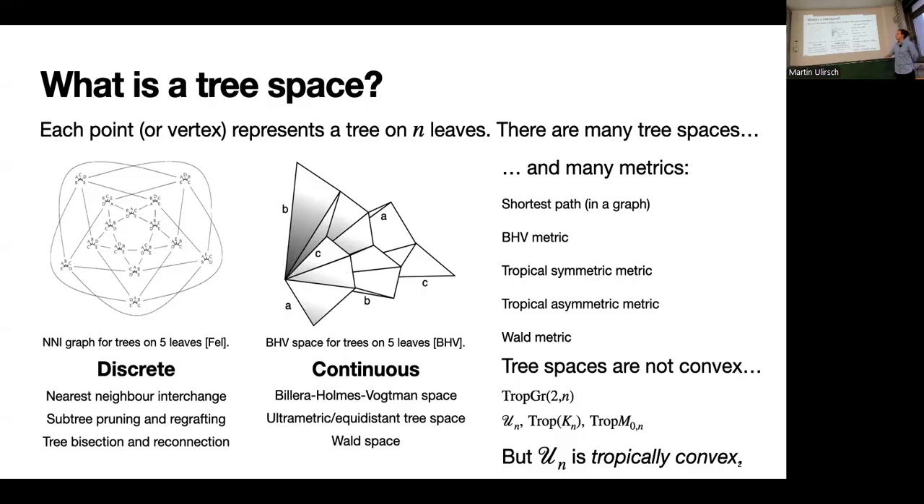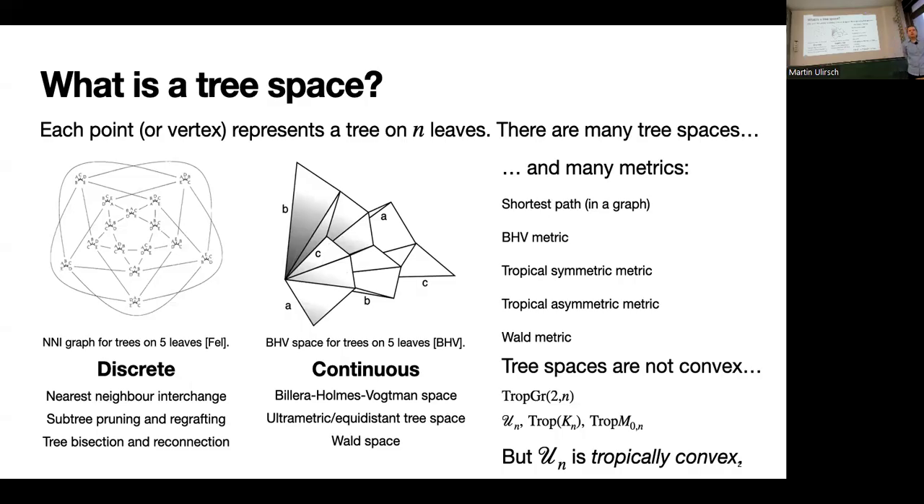So there's many tree spaces, and we'll focus on the tropical ones. And there's also many metrics that you can choose. In the graph, usually you take a shortest path metric. There's a metric for this BHV space, and there's also two tropical metrics. And this distinction is going to be really important in the first half of the talk. And then there's a metric for the walled space, and there's probably many more also.